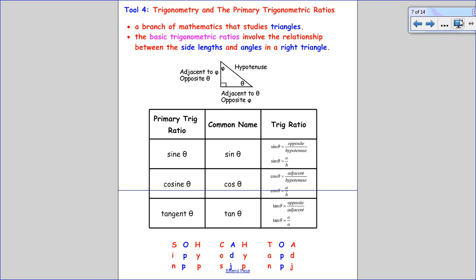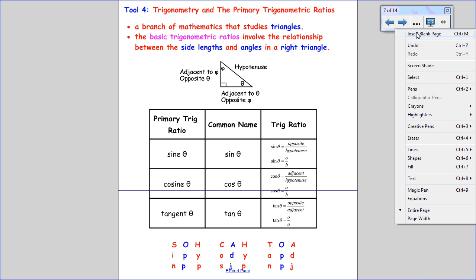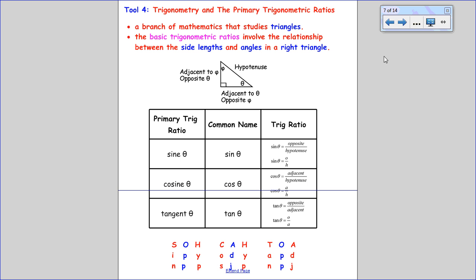Now, what's really important here is we need to make sure we're referring to the right angle. Okay, what do I mean by referring to the right angle? Well, when I talk about that, what I'm really talking about is what angle am I doing my trig ratio based on.